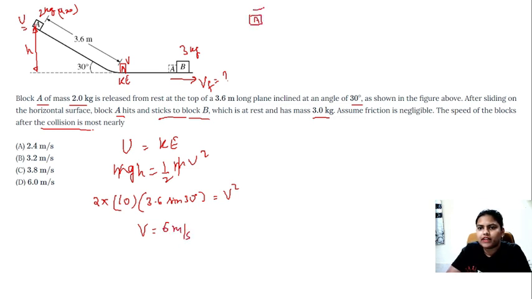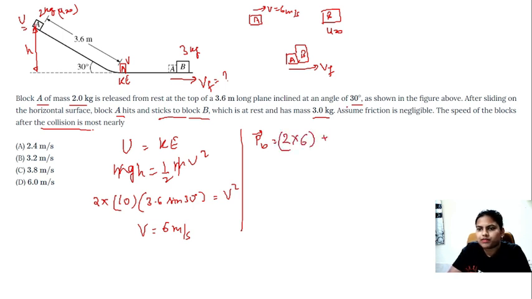So A has the velocity of 6 meters per second, and this is B. Before the collision, it was stationary, so the velocity is 0. After the collision, block A and block B stick together and move with Vf velocity. So momentum before the collision is equal to mass 2 kg into velocity 6 plus momentum of B, which is 0, and momentum after the collision is equal to the total mass of the body, 2 plus 3 is 5, moving with Vf velocity.